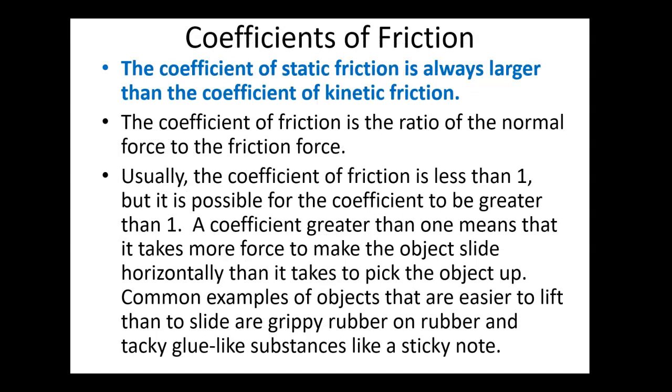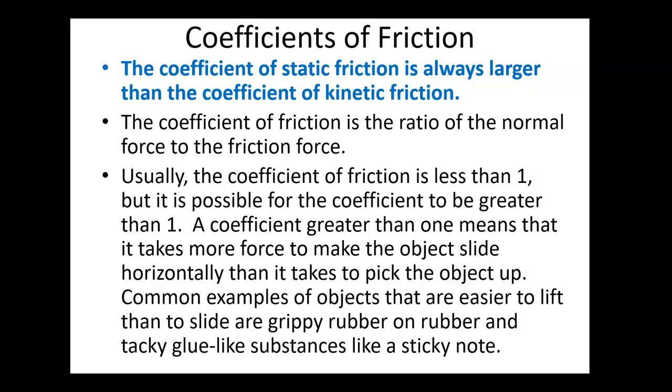So if we just summarize that, the coefficient of static friction is always larger than the coefficient of kinetic friction. It takes a little more force to overcome static friction to get the object moving initially, and then a little less force to overcome the kinetic friction. Usually the coefficient of friction is less than 1, but it is possible for the coefficient to be greater than 1. When the coefficient of friction is greater than 1, that means it takes more force to make the object slide than it does to just pick the object up.